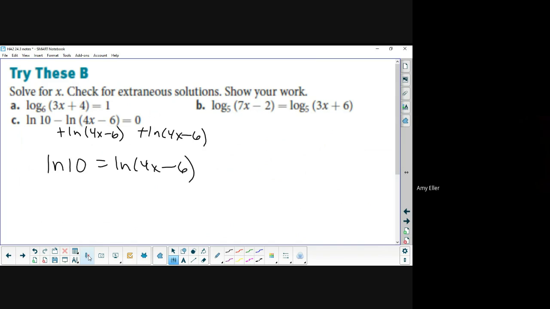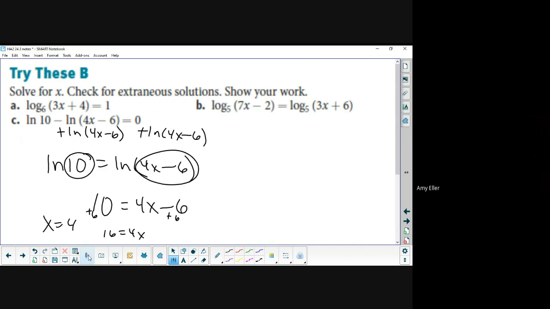We now have ln's on both sides. We know ln is base e. They both have the same base, so the arguments must match. X is 4. We have to check our answer. It's not just a good idea; you have to for logs because not every answer works.